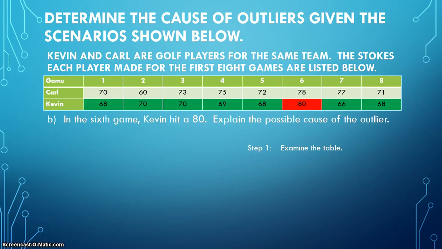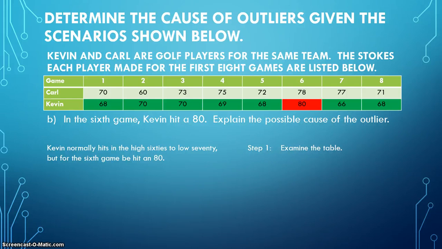And they're all from the upper 60s to low 70s. All right. Matter of fact, there's only 2 games he hit in the 70s. Well, on the 6th game he hit 80. That's a huge difference. Going from 70 to 80, again, that's a 10-point difference. So he normally shoots in the high 60s to low 70s, but he shot at 80 this time. So that's what we noticed. Kevin normally hits in the high 60s to low 70s, but on the 6th game he hit an 80.